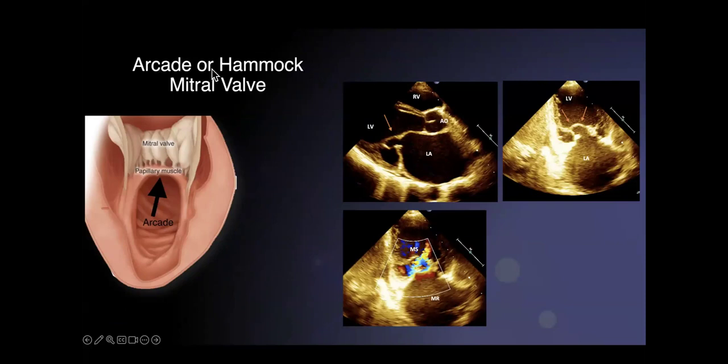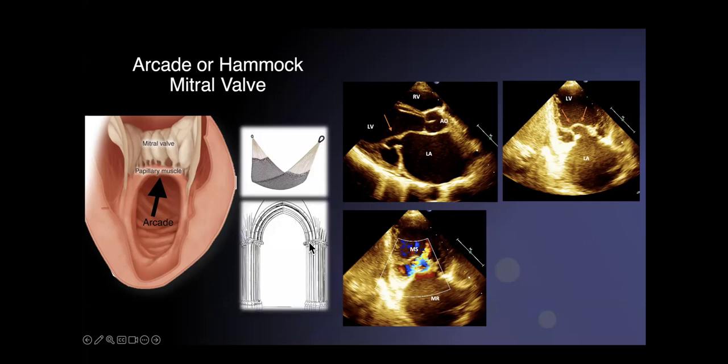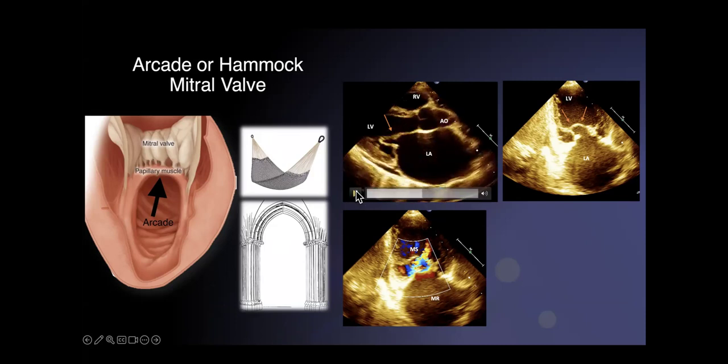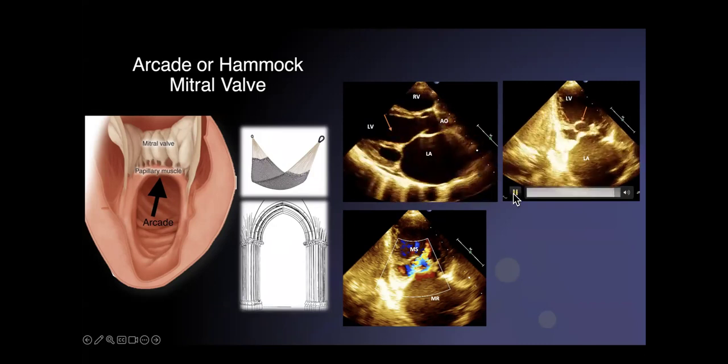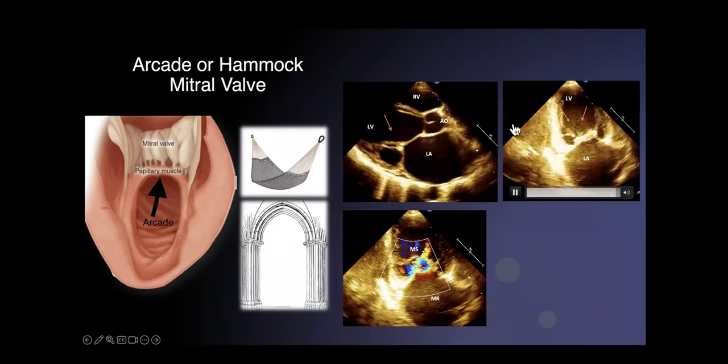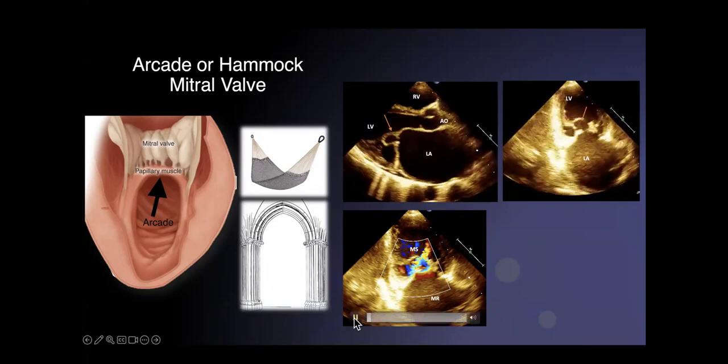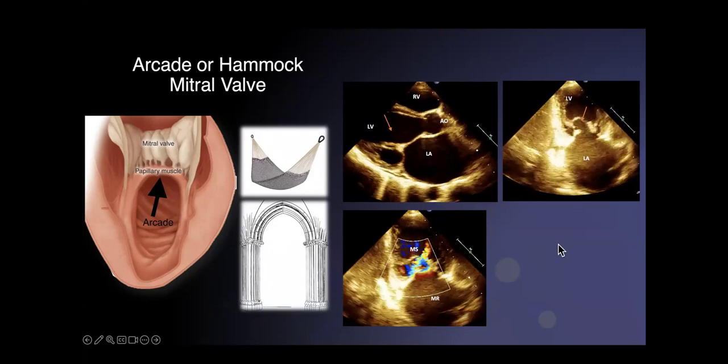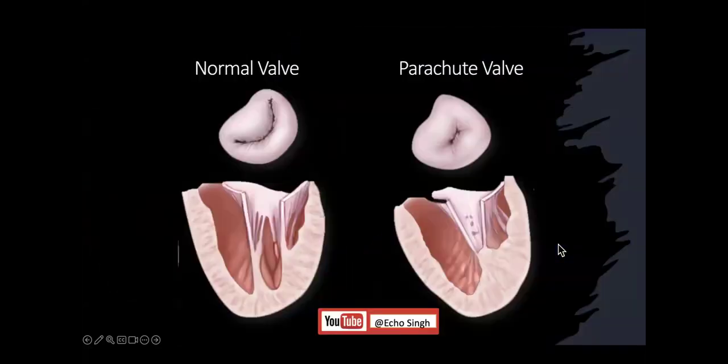This is what we call an arcade or a hammock valve. If you see, this is the hammock, and this is an arcade. It depends upon the surgeon or cardiologist which side you are viewing. You can call it either an arcade or a hammock valve. The valves are thickened. This is the leaflet. This is a 4 year old male, and this is a case of a hammock or arcade where the chordae are fused, and this is a severe mitral stenosis and regurgitation, a congenital mitral stenosis.